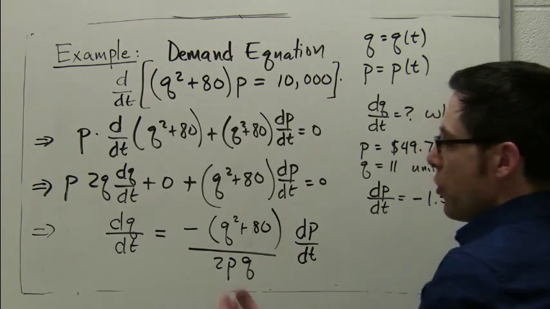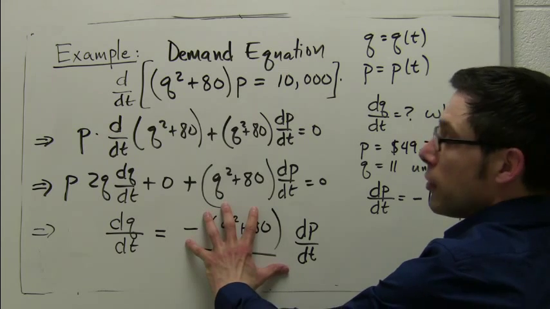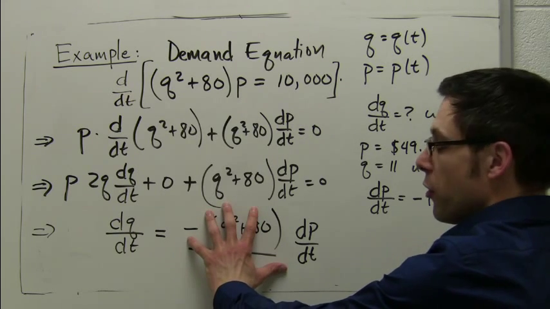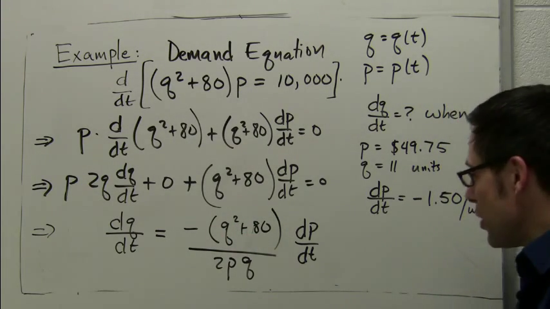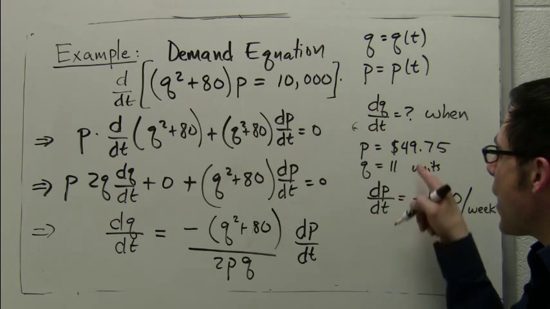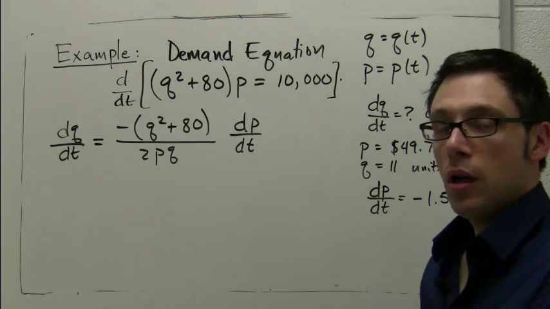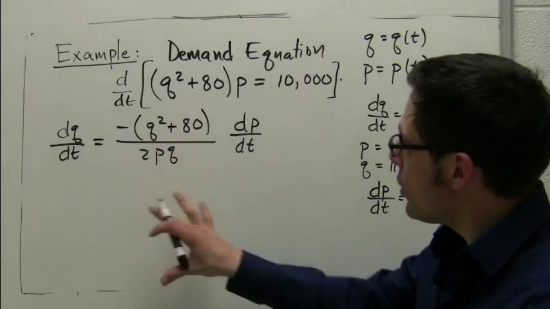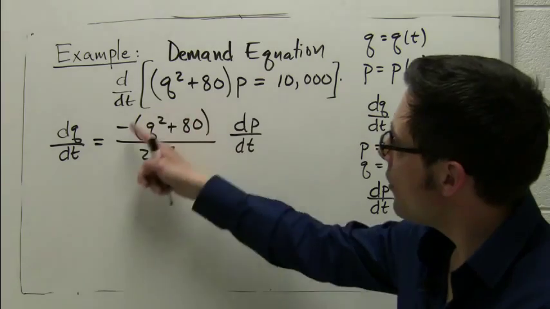So I know how these relate to one another. Here are the rates, and here's my relation. Now all I need to do is put in these values to find out what this is at this particular instant. So I'm going to do that. I've rewritten and cleared this up a bit. dq dt is related to dp dt by this relation.